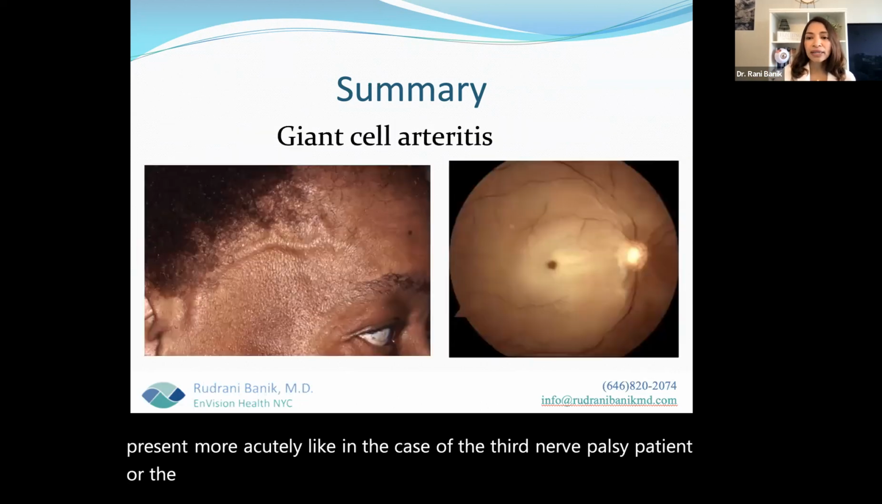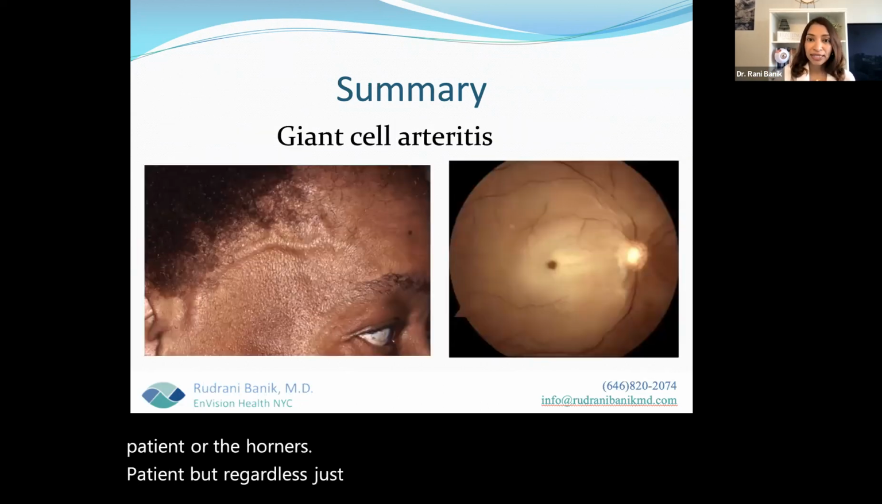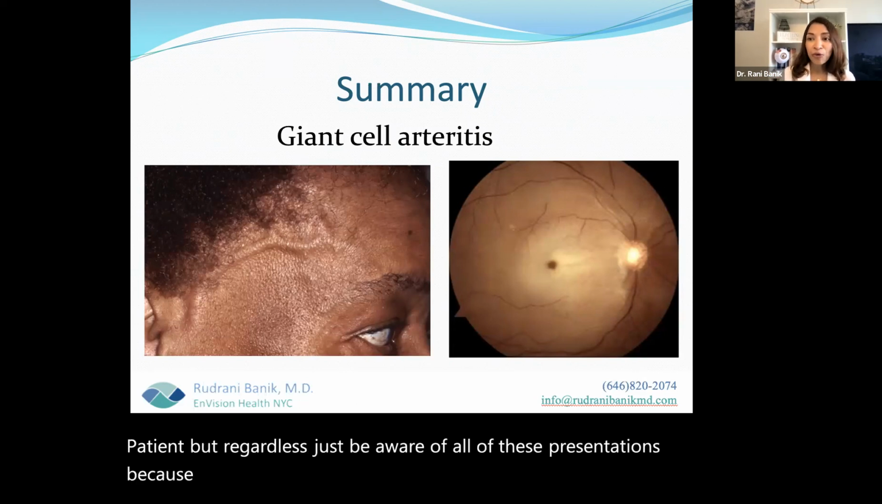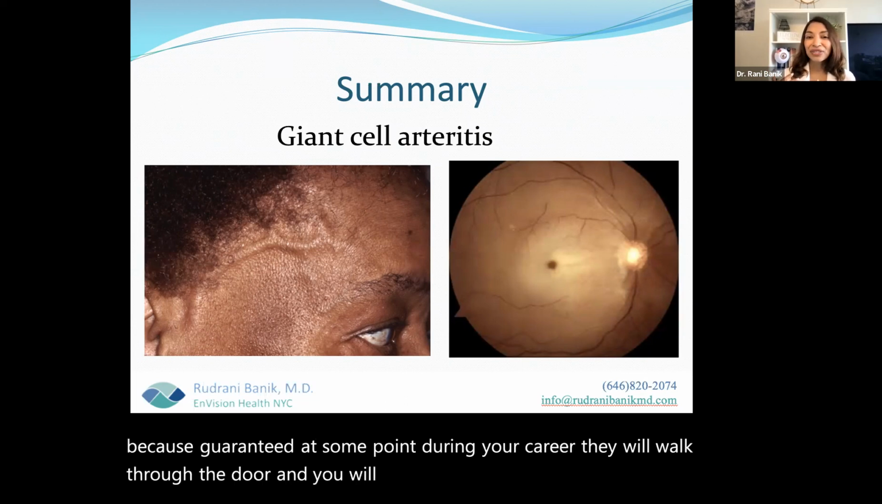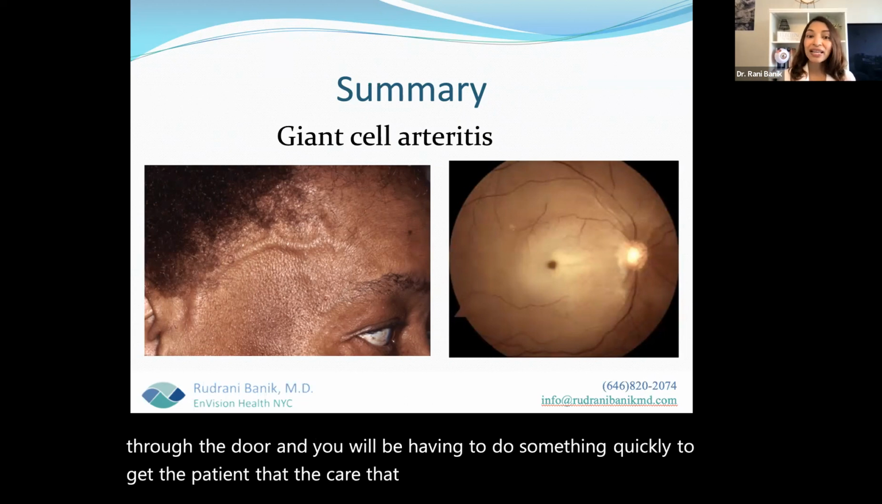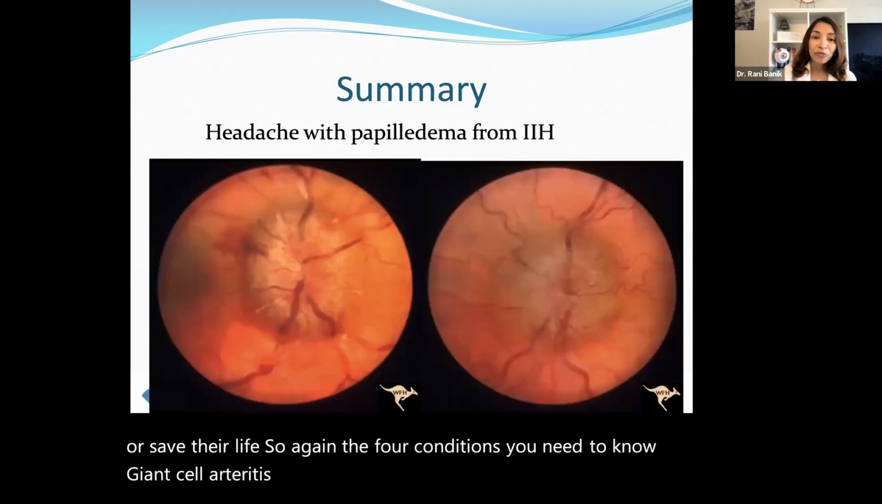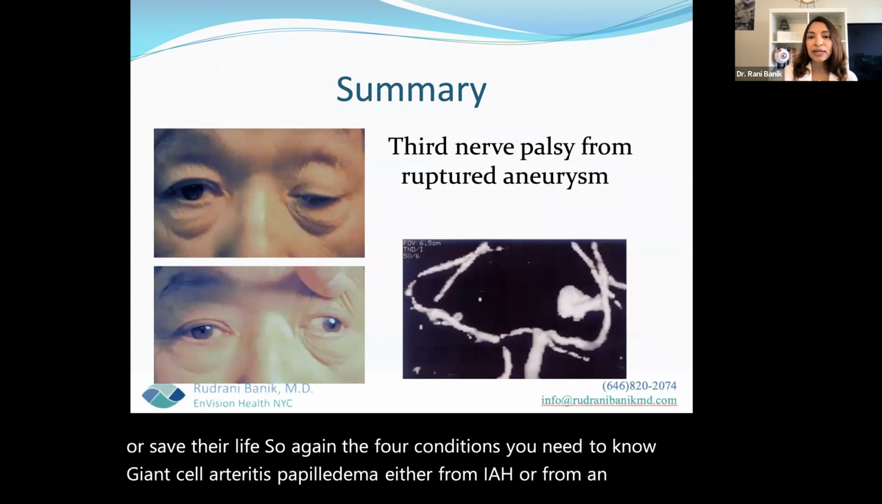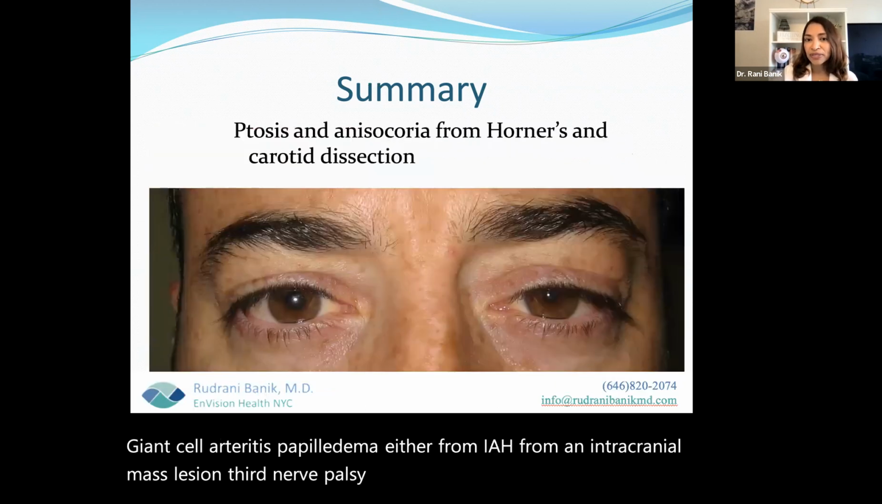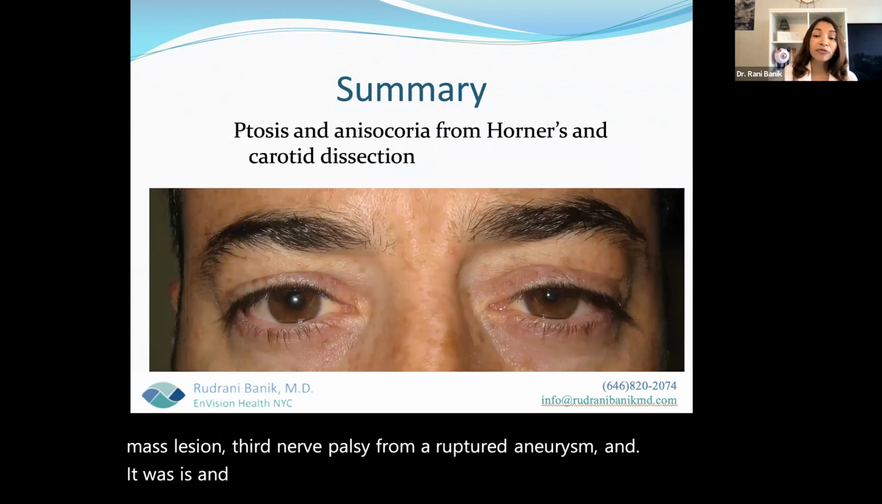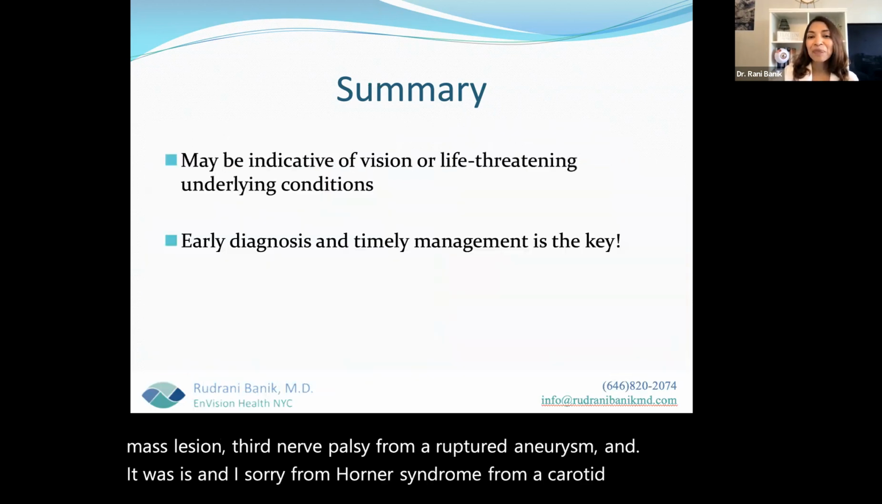But regardless, just be aware of all of these presentations, because guaranteed at some point during your career, they will walk through the door and you will have to do something quickly to get the patient the care that they need to help save their vision and or save their life. So again, the 4 conditions you need to know: giant cell arteritis, papilledema, either from IIH or from an intracranial mass lesion, third nerve palsy from a ruptured aneurysm, and ptosis and anisocoria from Horner syndrome from a carotid dissection. So timely management is the key.